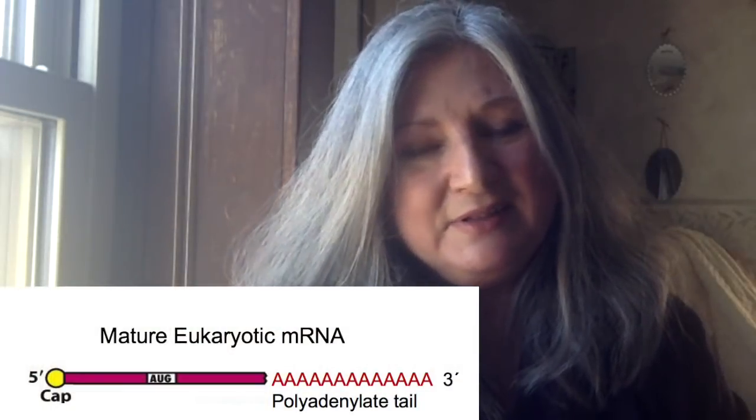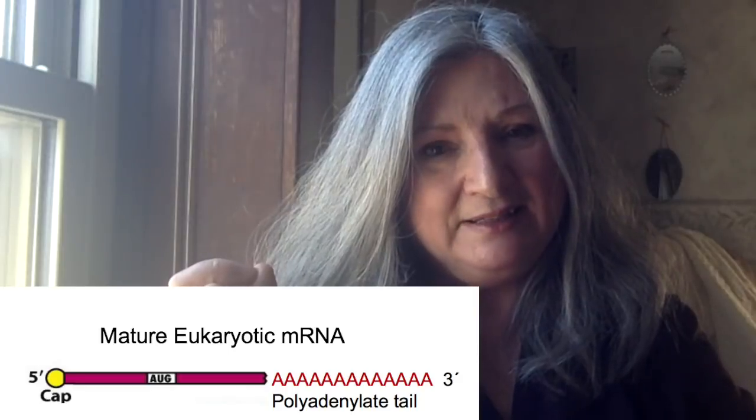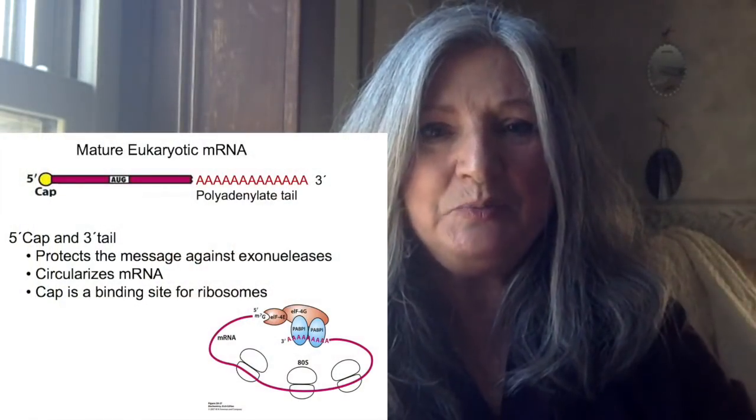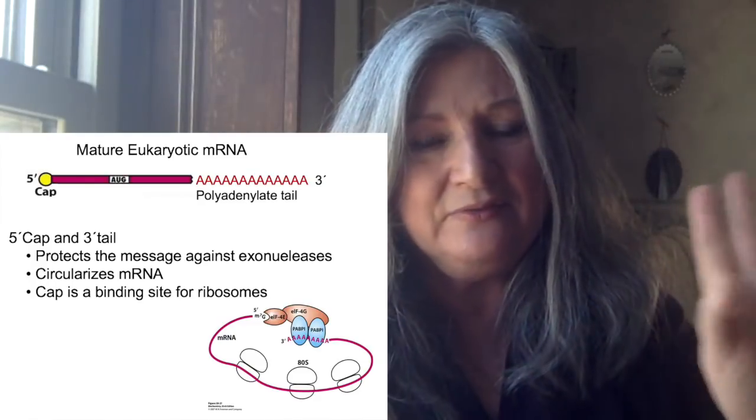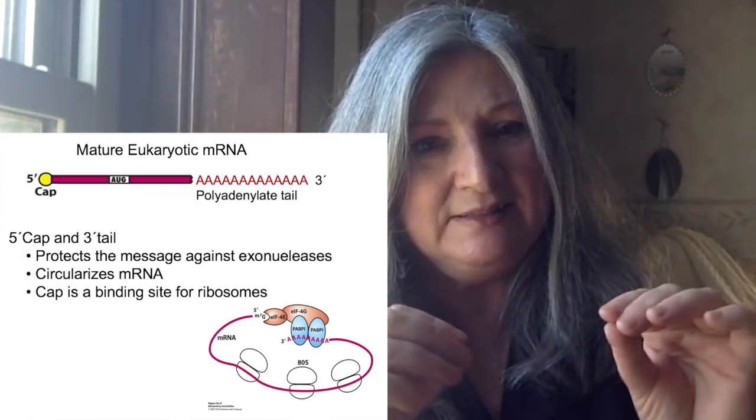Let's talk about the things that happen during transcription in eukaryotes. We're going to talk about 5' capping, splicing, and termination plus polyadenylate tail formation. So let's do that. The mRNAs in eukaryotes contain a 5' cap and a 3' polyadenylate tail, and these serve several purposes. One of them is to protect the message itself, to sort of cap both ends so that it doesn't become degraded by exonucleases.